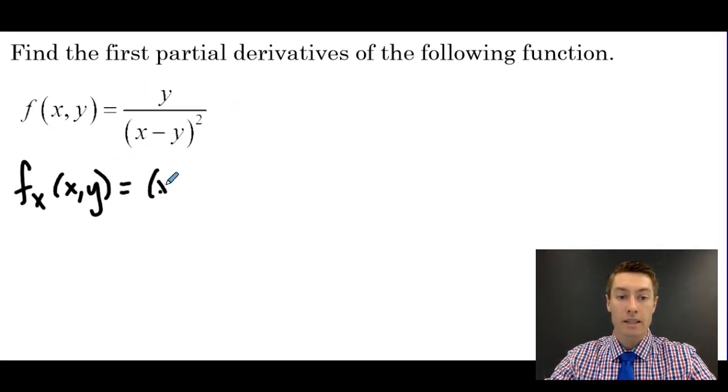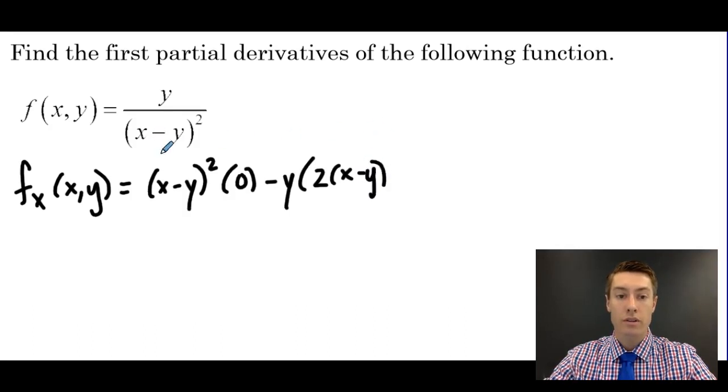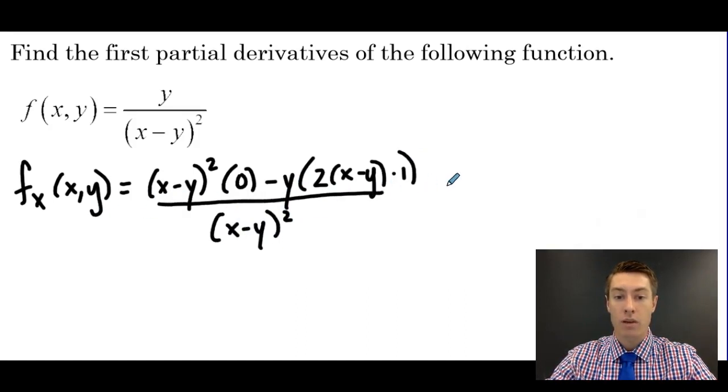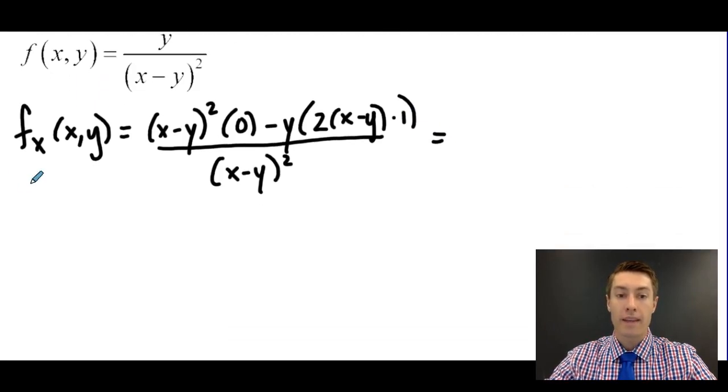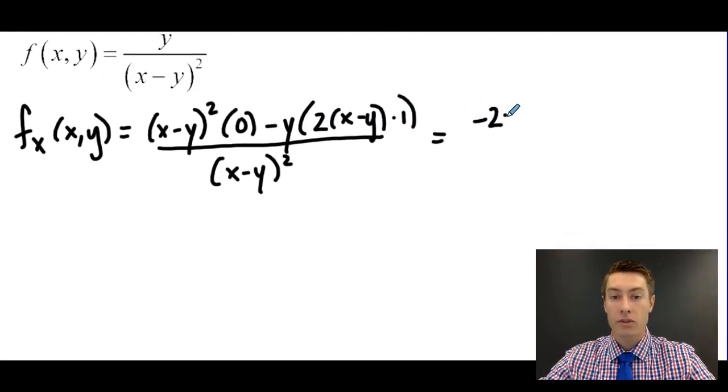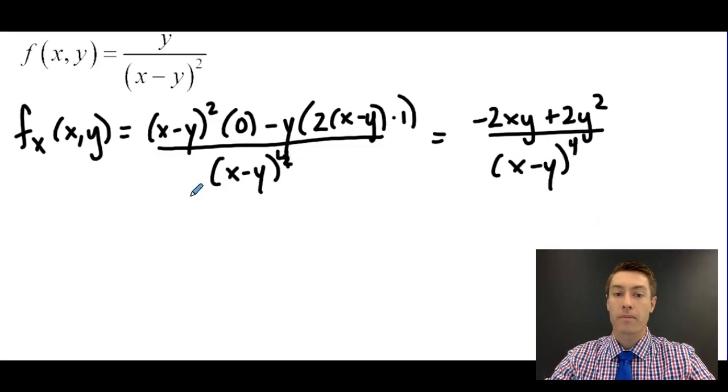So bottom d top, so (x minus y) squared times the derivative of y with respect to x, so that's 0, minus top d bottom, so that's chain rule, so 2 times (x minus y) to the first, derivative of the inside with respect to x would be just 1, over bottom squared, which is (x minus y) to the fourth. So simplifying that, we would get negative 2xy plus 2y squared over, well, that should be to the fourth, (x minus y) to the fourth.